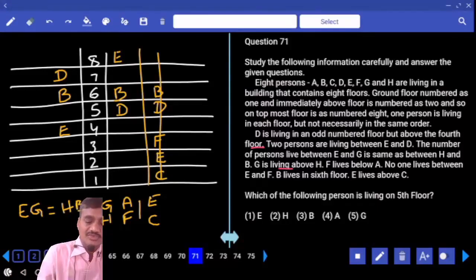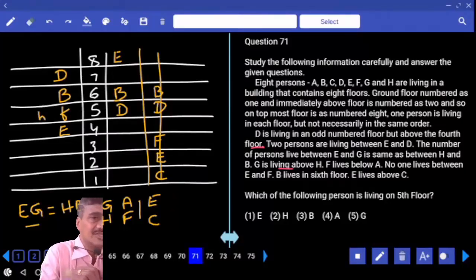And coming back to this one. E and F are adjacent to each other. Now can we have F at this place? This is one such possibility. Suppose F is here, then F is above A, and with G and H, the number of persons between E and G equals that between H and B. Where can we have H and B?